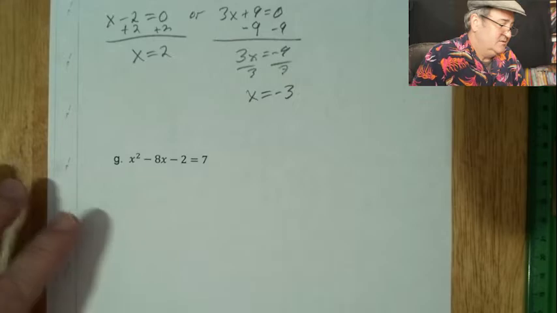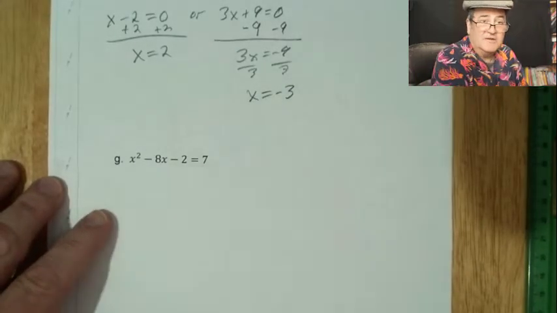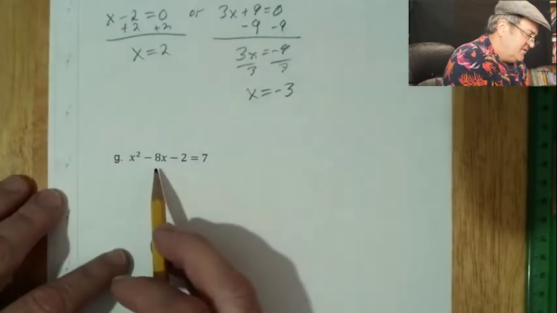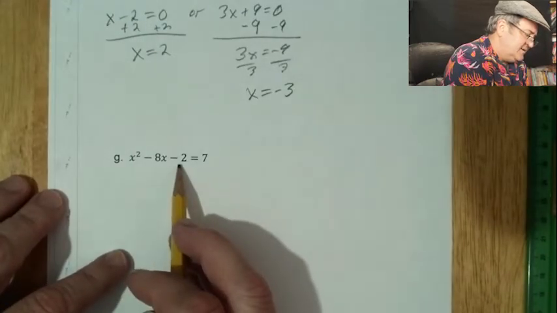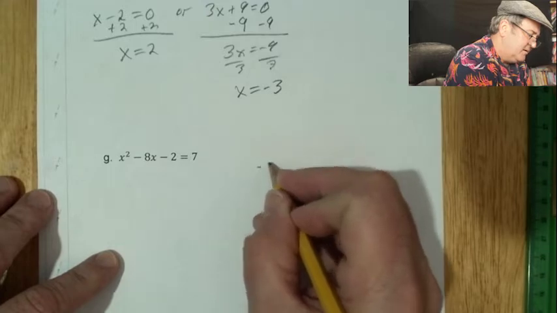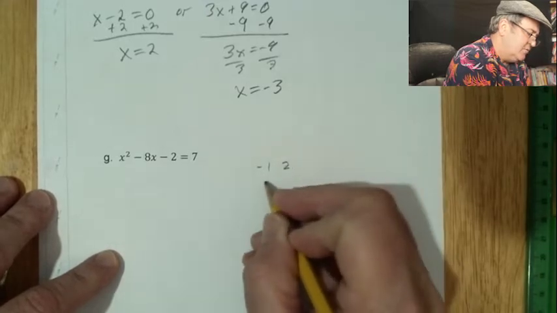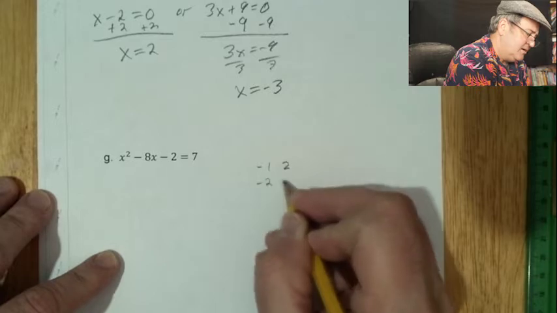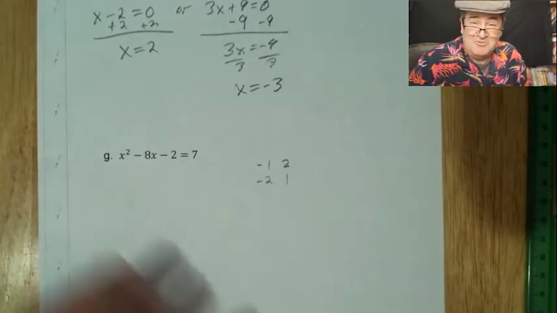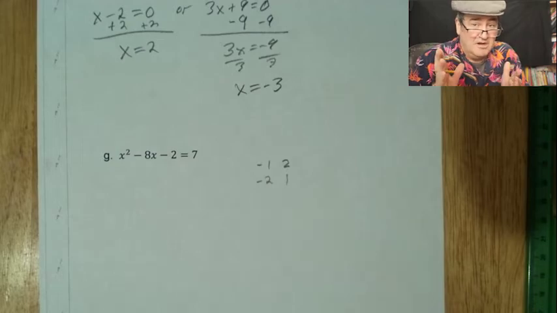Okay, this one's not equal to 0, first off. So even if we put this in factored form, it doesn't equal 0. But the first thing I notice is this is -2. So the only thing that can multiply to be -2 is -2 and 1. I mean, -1 and 2 or -2 and 1. And neither one of those is going to add up to -8. That means we're going to need to complete the square.